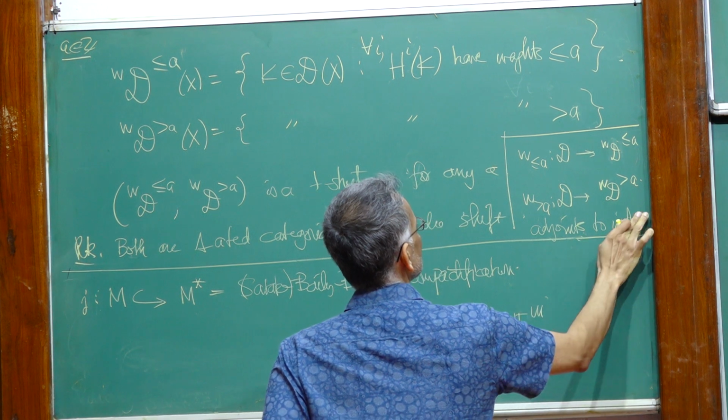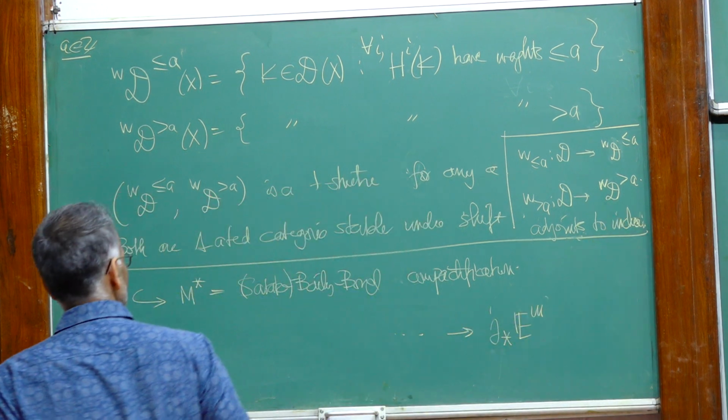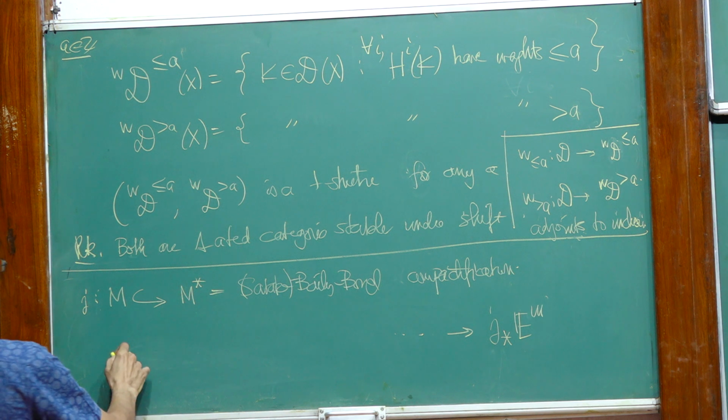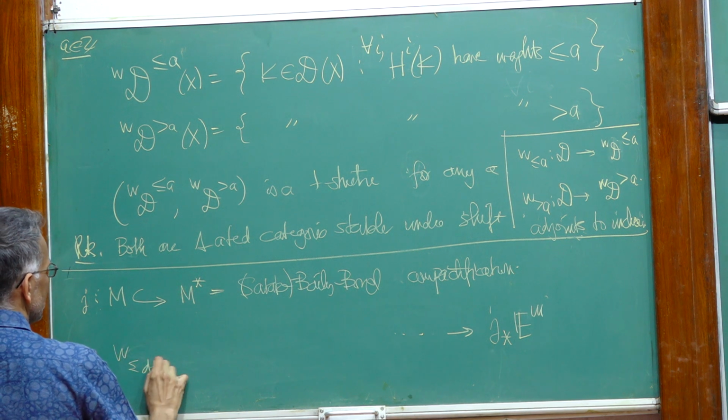Okay, so the usual thing, right? When you have a T structure, you can truncate. So now I will apply these functors in this setting.